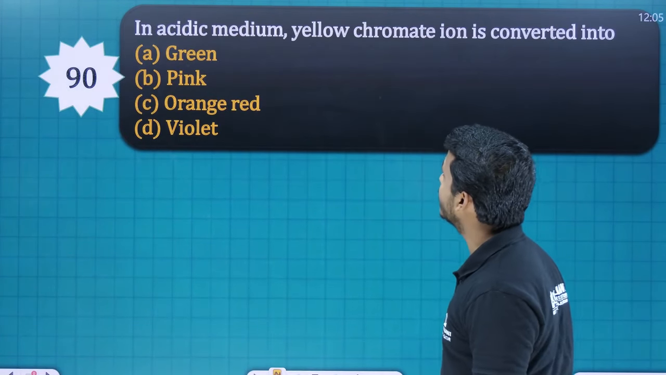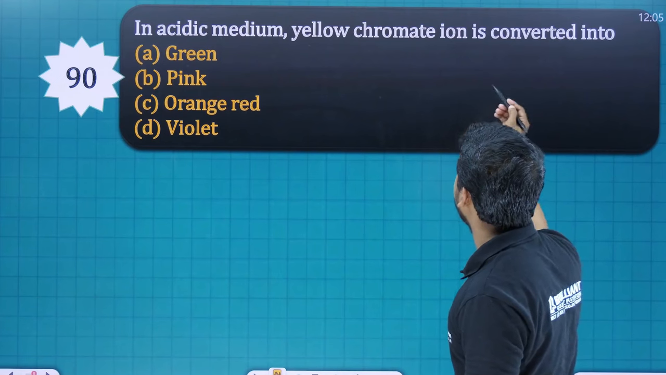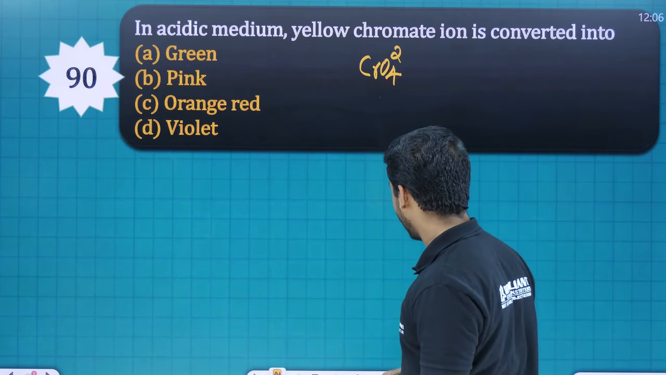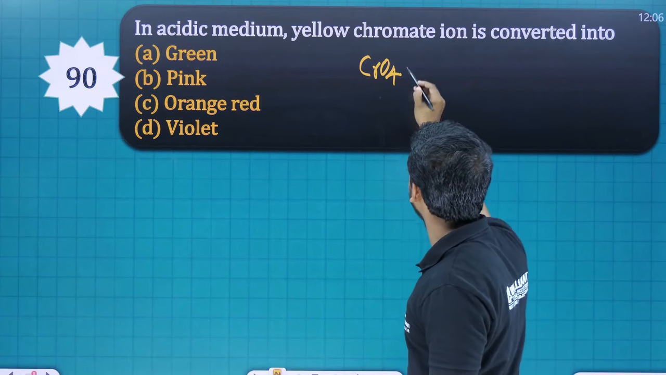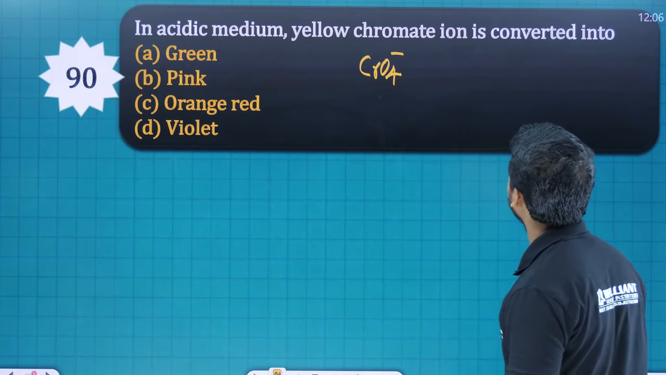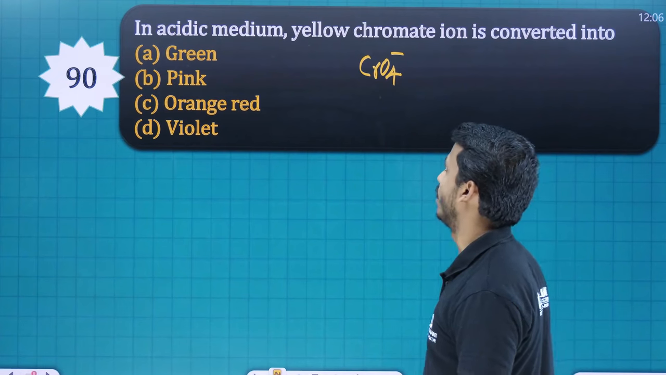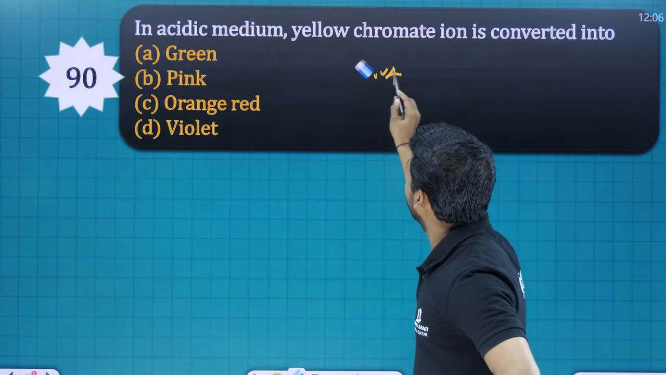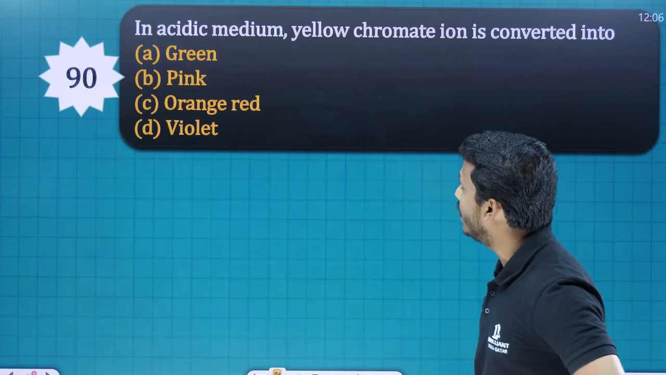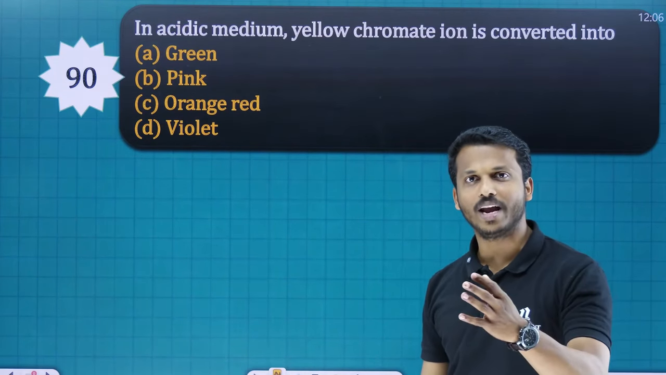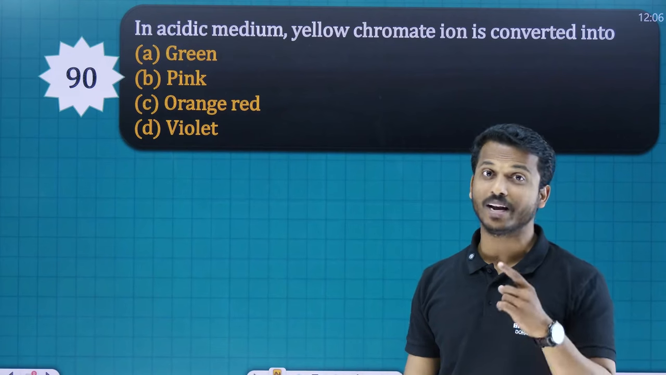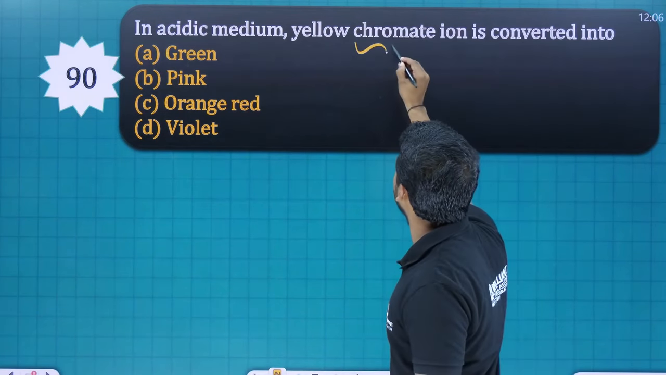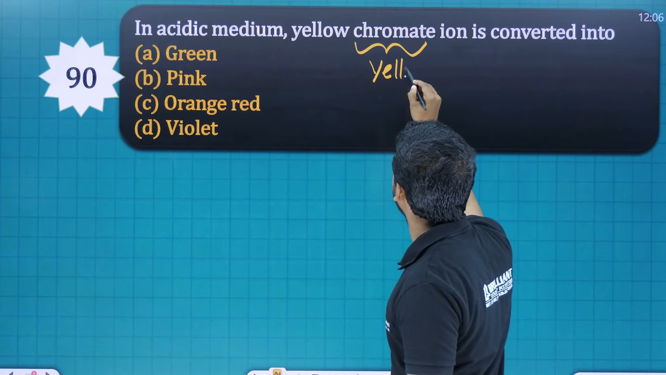Ninetieth question. In acidic medium, yellow chromate. What is chromate, dear? CrO4 2 minus, right? The chromate ion is converted into which one? See, they are asking about acidic medium. We already discussed that chromate becomes dichromate. Chromate is yellow in color, right? Yes, chromate is yellow in color.